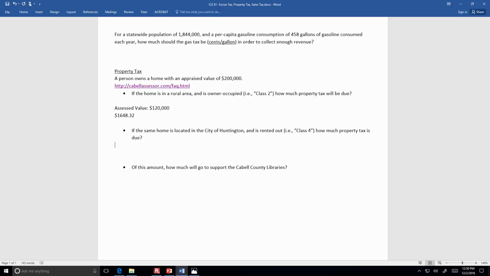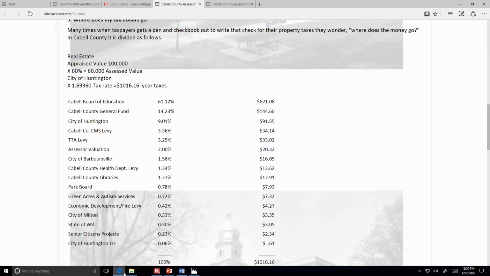Yep. Okay, so if you're in Huntington where the tax rates are higher, then I think the tax would be $4,064.64. And then the breakdown of where the taxes go, only a small fraction will end up at the libraries. They'll get $51.62. And that's just based on the percentages that were listed in this table.